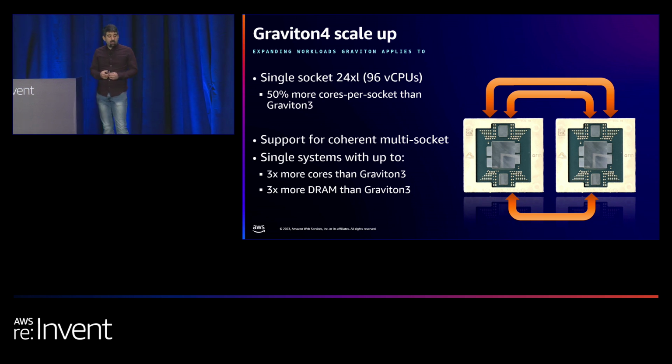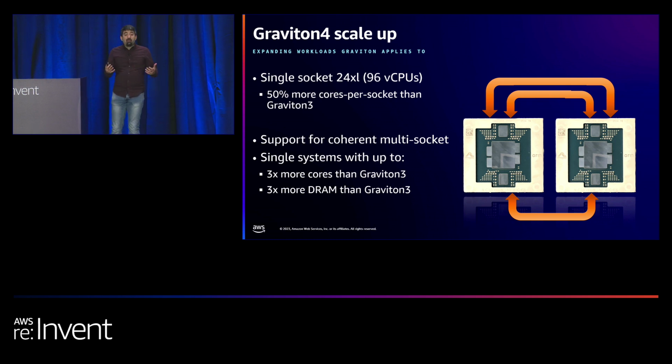The first is every socket has 50% more cores, and each of those cores go about 30% faster. So that's by itself a massive improvement in the amount of processing that can be done in a single socket. But for the first time, we've also added coherent multi-socket support to our systems. So we can take two Graviton 4 processors. They can be a single system image with up to 3x the number of cores and 3x the amount of DRAM capacity as our previous R7G instances.